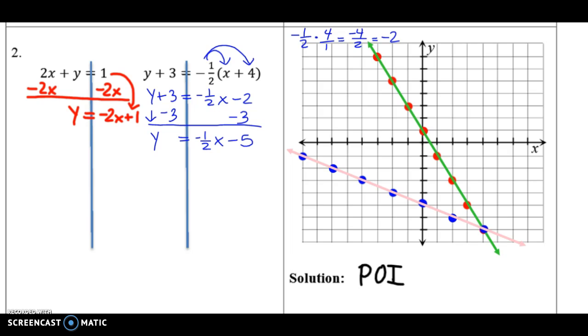And the point of intersection is in the fourth quadrant, so we know it's a positive negative. So I count 4 to the right, and I write 4, comma, and it's 7 down, so negative 7. And that's my point of intersection.